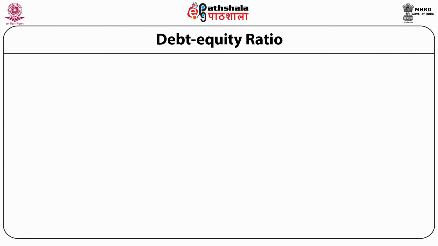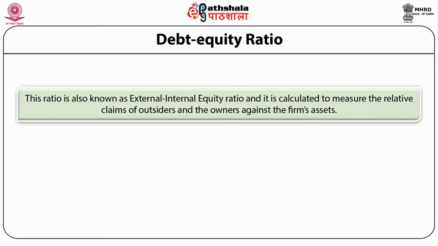First is debt equity ratio. Debt equity ratio is also known as external or internal equity ratio, and it is calculated to measure the relative claims of outsiders and the owners against the firm's assets. This ratio indicates the relationship between the external equities and the internal equities.